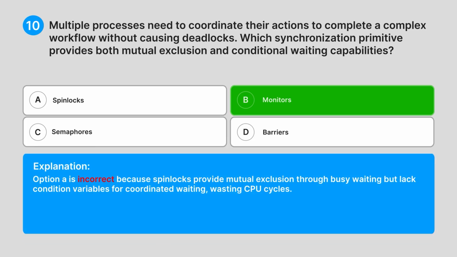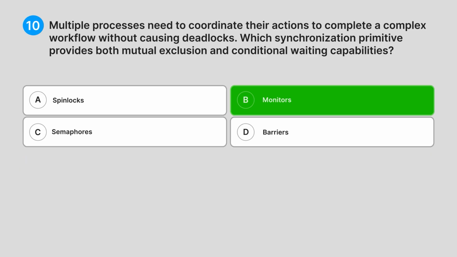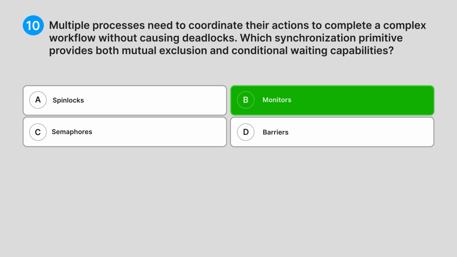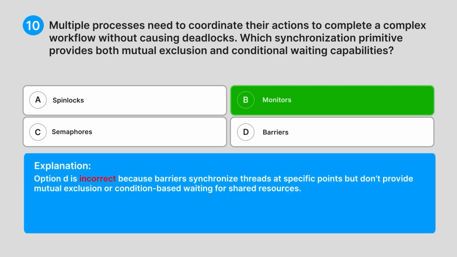Option A is incorrect because spin locks provide mutual exclusion through busy waiting, but lack condition variables for coordinated waiting, wasting CPU cycles. Option C is incorrect because semaphores provide basic synchronization, but don't encapsulate data or provide built-in condition variables for complex coordination. Option D is incorrect because barriers synchronize threads at specific points, but don't provide mutual exclusion or condition-based waiting for shared resources.